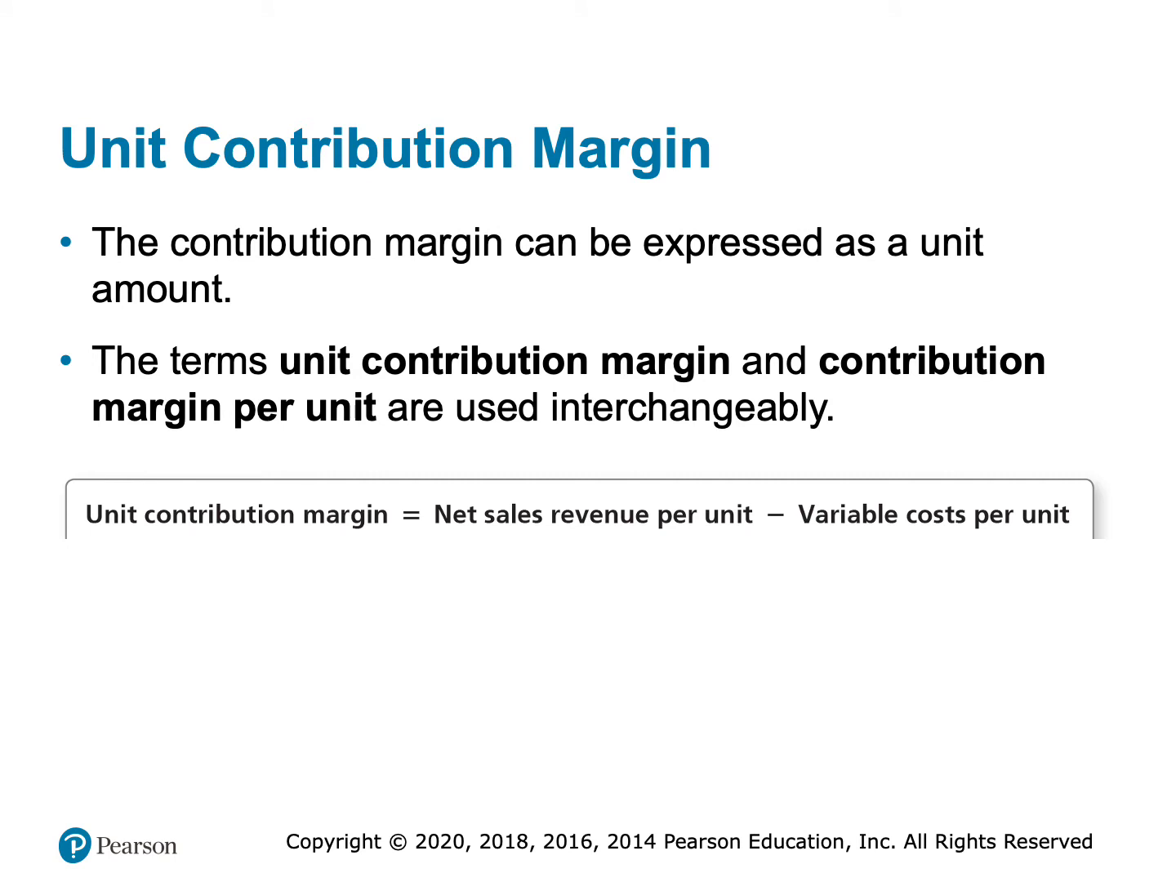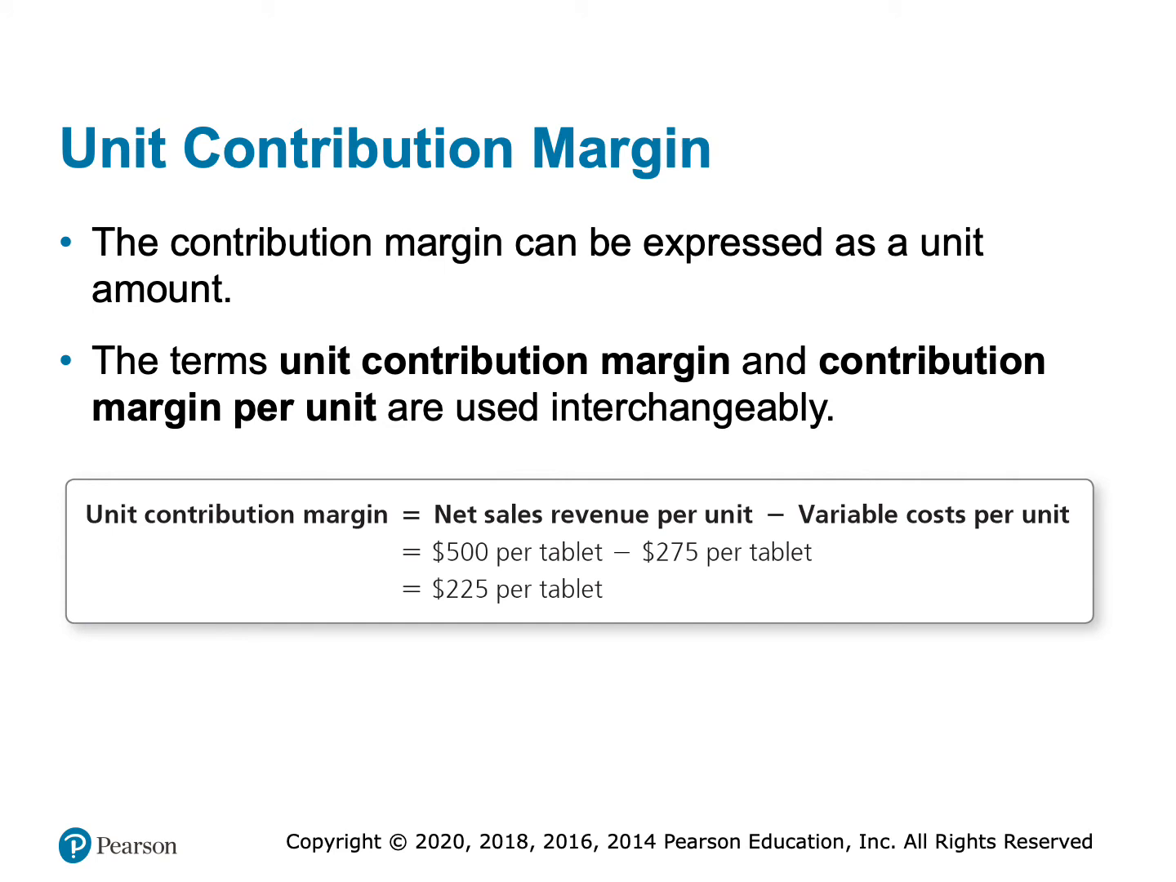So when we look at it on a per unit basis, the sales revenue per unit, which again I call SPU, that's just my own personal designation, minus the variable cost per unit, is equal to the CMU, your contribution margin per unit. So that's $225.